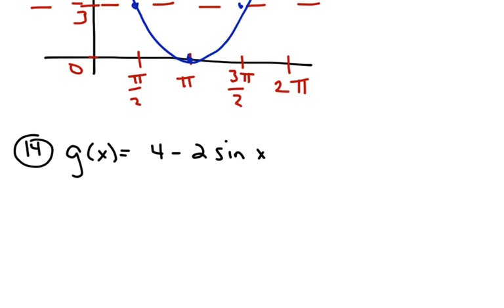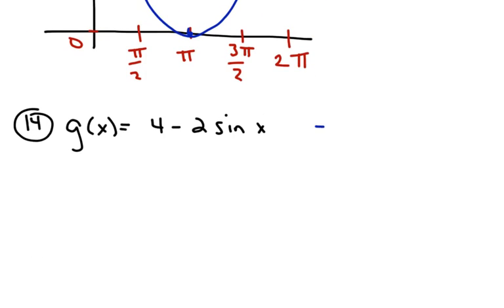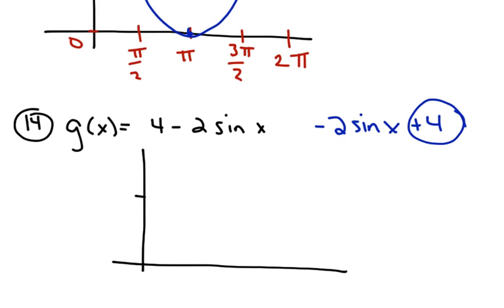For number 14, g of x is equal to 4 minus 2 sine of x. Notice that the 4 is at the beginning, kind of like the 3 was at the beginning here. I could rewrite this as -2 sine x plus 4. Either way that I write it, that's that average. So when I draw my graph, my middle line is going to be here at 4.